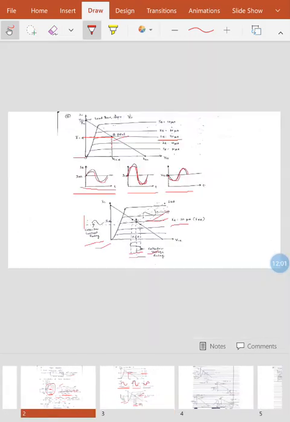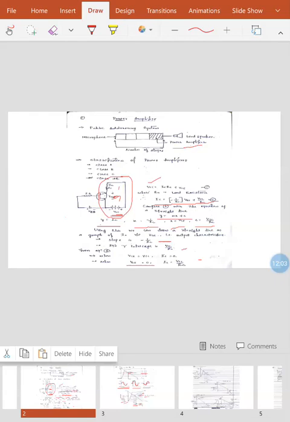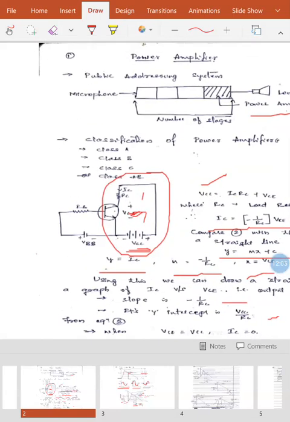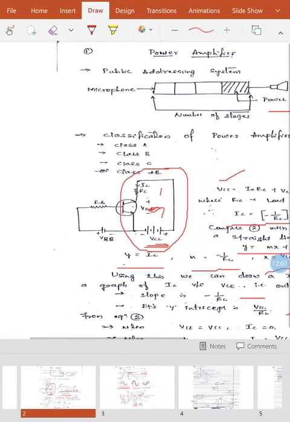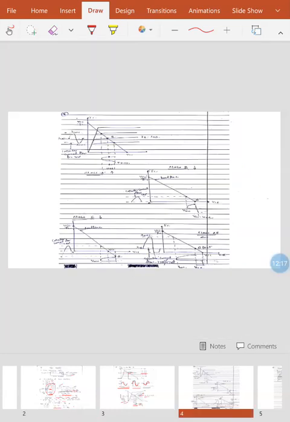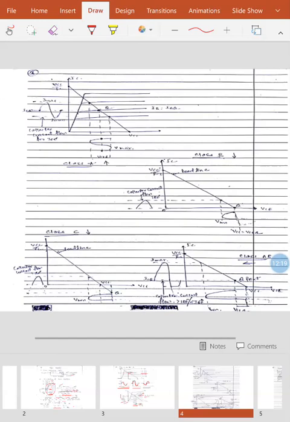As I told you, how many kinds of classification are there? There are a total of 4 classifications: class A, class B, class C, and class AB. So let us go for discussing those things. In this diagram we can have all those 4. So this is class A kind of power amplifier, this is class B, this is class C, and this is class AB. So let us discuss the first one.